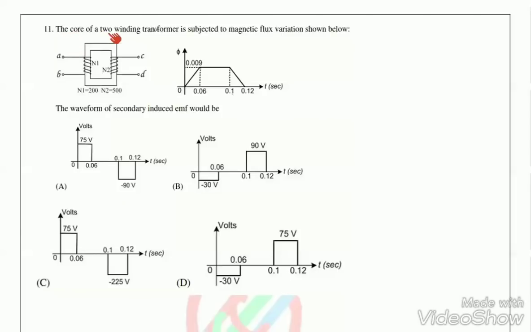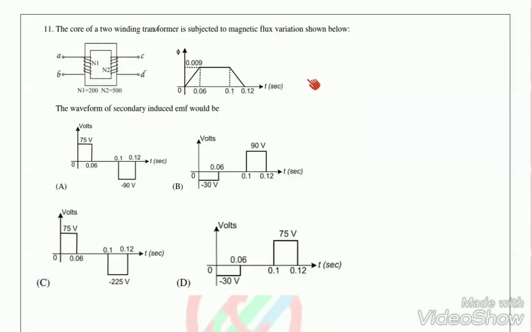Here the core of a two-winding transformer is subjected to the magnetic flux variation shown below. In the given problem we have A, B as the input, that is the primary side of the transformer, and C, D as the secondary side. N1 is 200, N2 is 500. The flux variation is given here, so it has three unequal intervals: from 0 to 0.06 is one interval, from 0.06 to 0.1 is the second interval, and from 0.1 to 0.12 is the third interval.